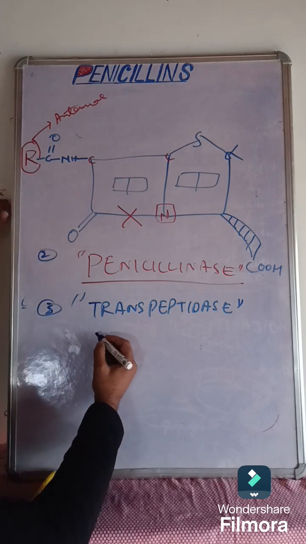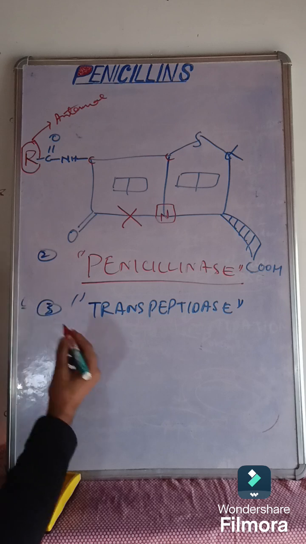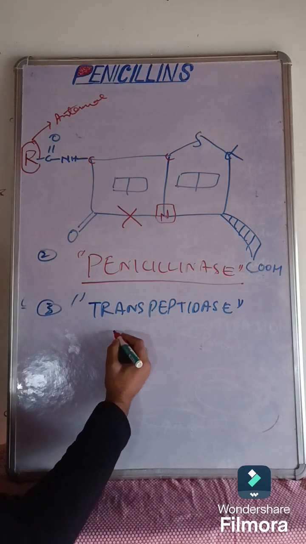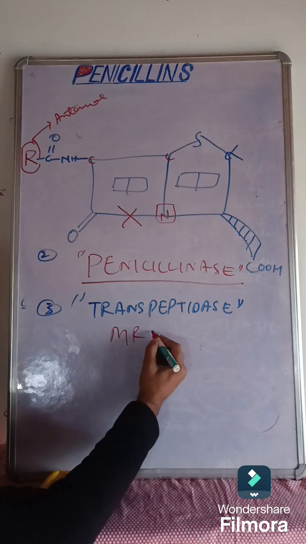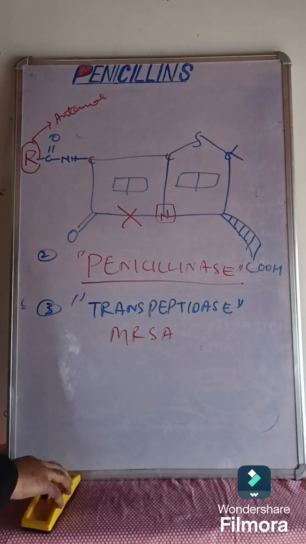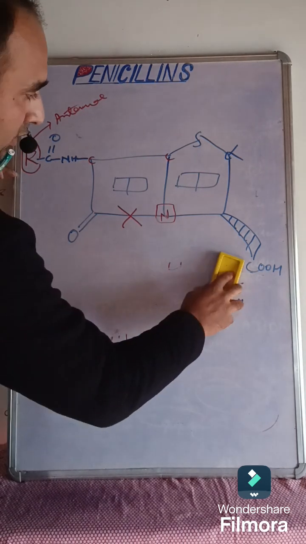The most famous bacteria which shows resistance in this manner is MRSA, methicillin-resistant Staphylococcus aureus. This is the mechanism of resistance. So, let us move ahead.